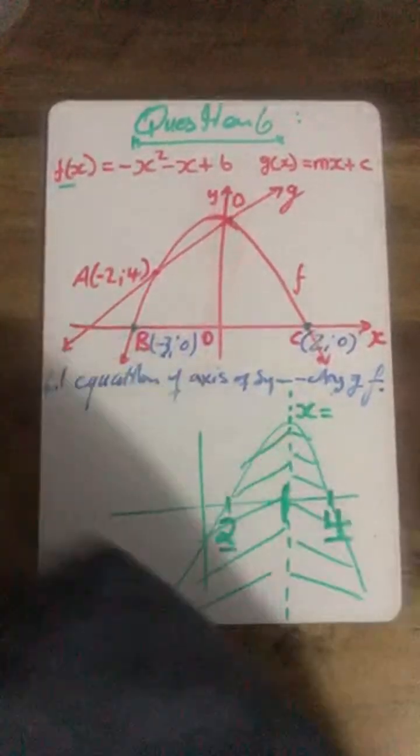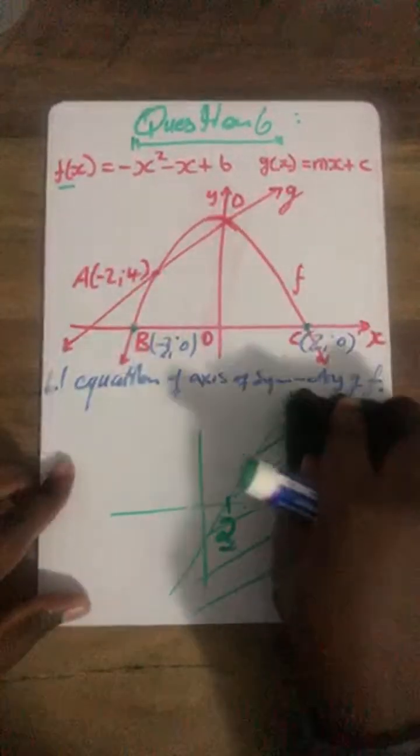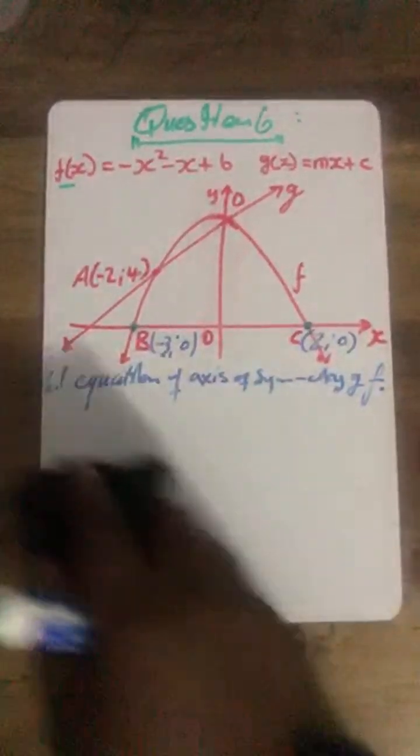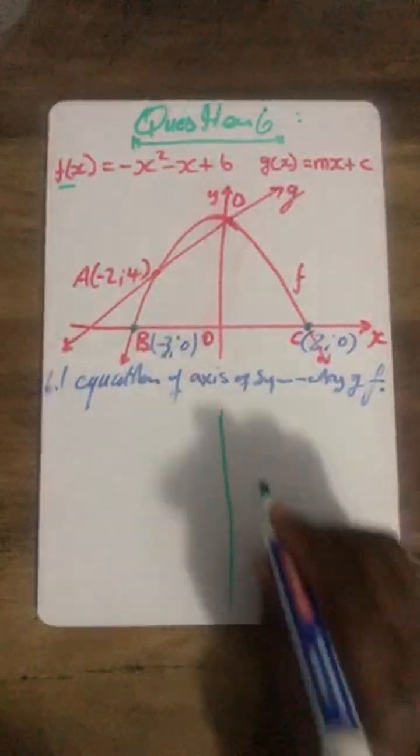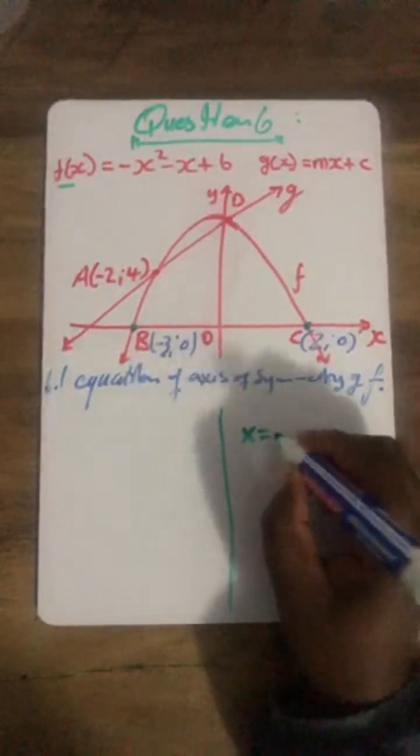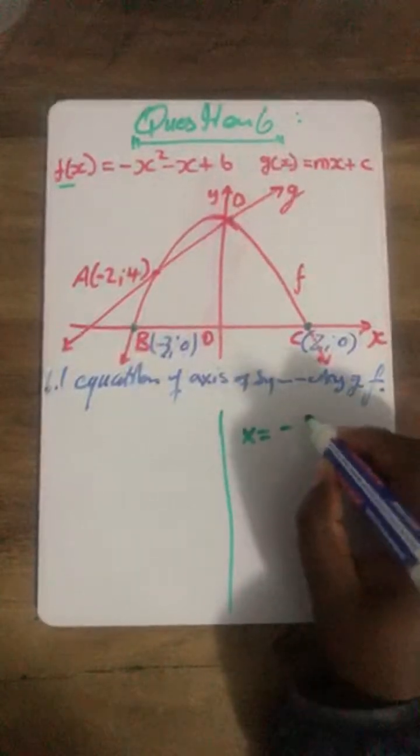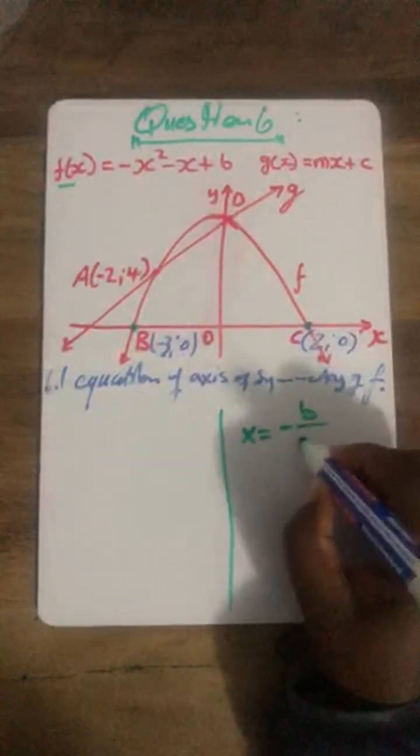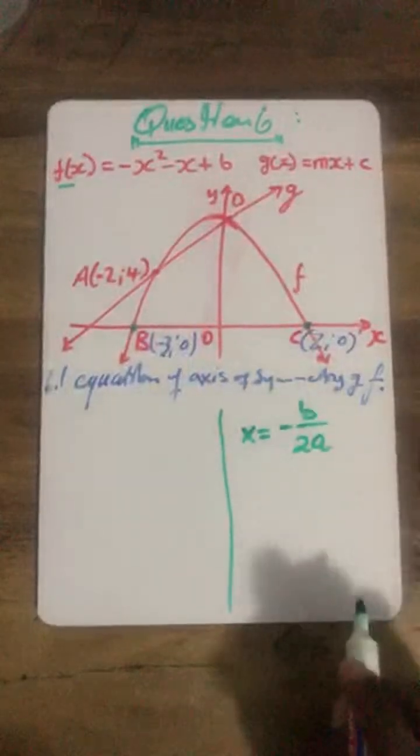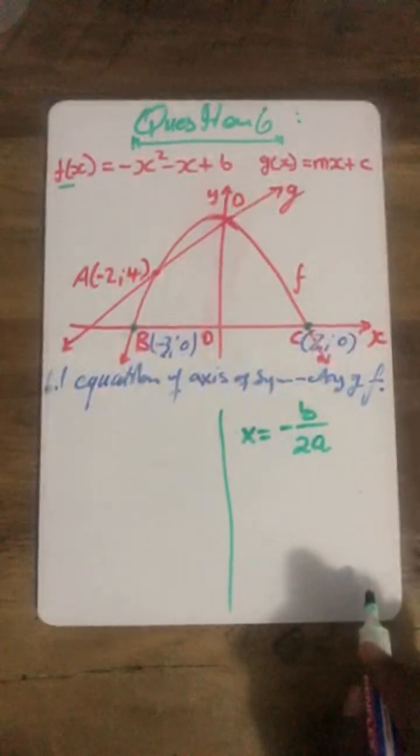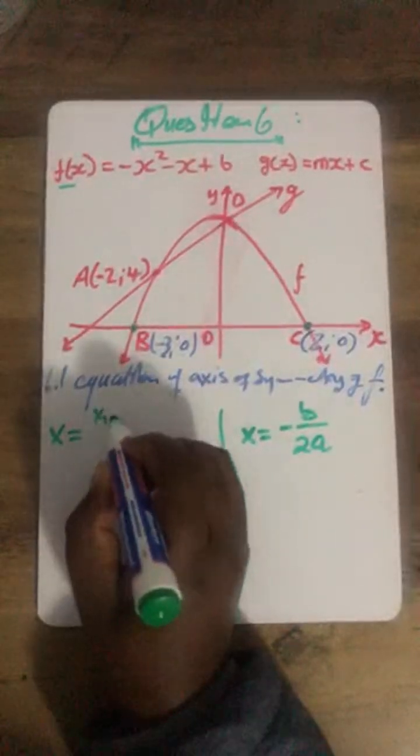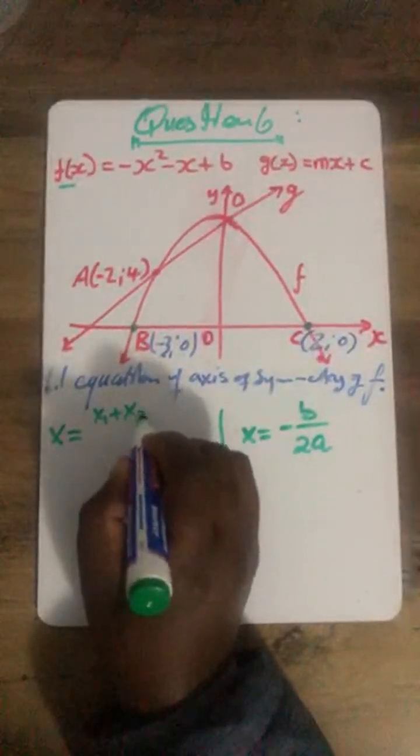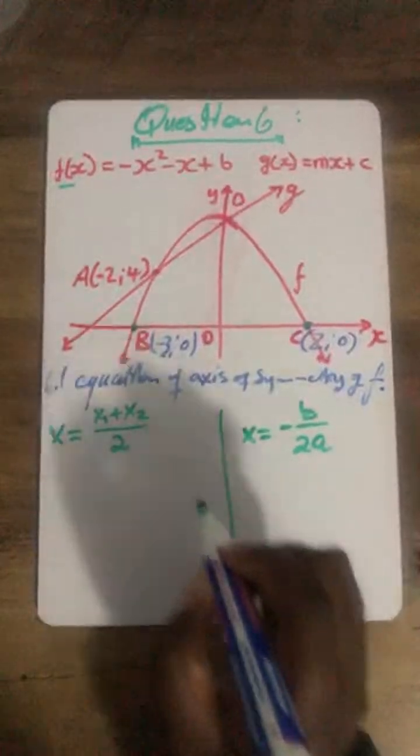So in short, what I'm saying is you have two ways in which you can work out the axis of symmetry. The first way, I think, is negative b over 2a. This is the formula that you can use. Otherwise, you can say x is equal to x1 plus the other x-intercept, divided by 2.